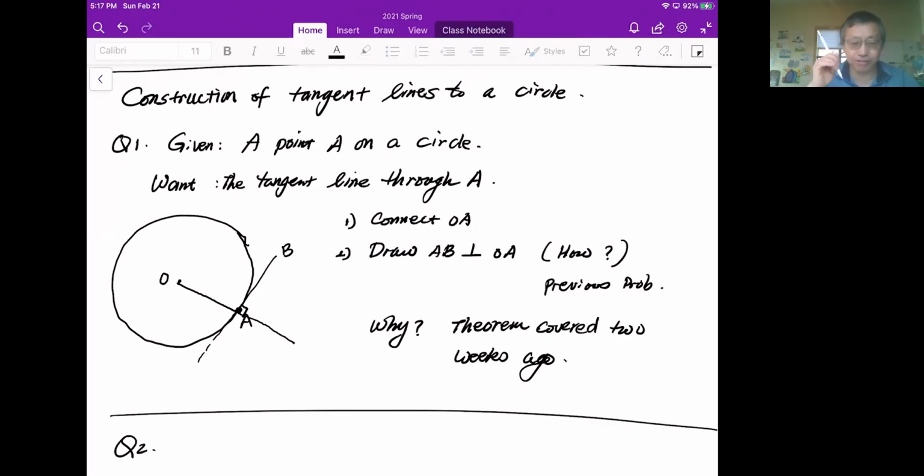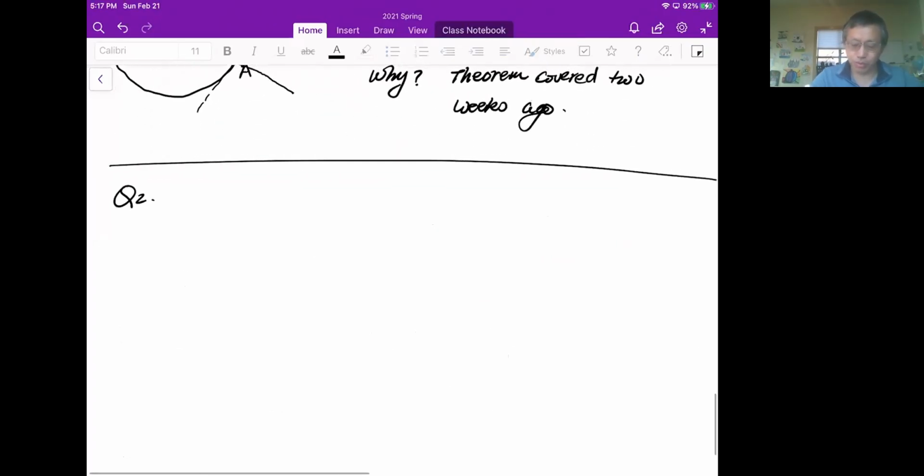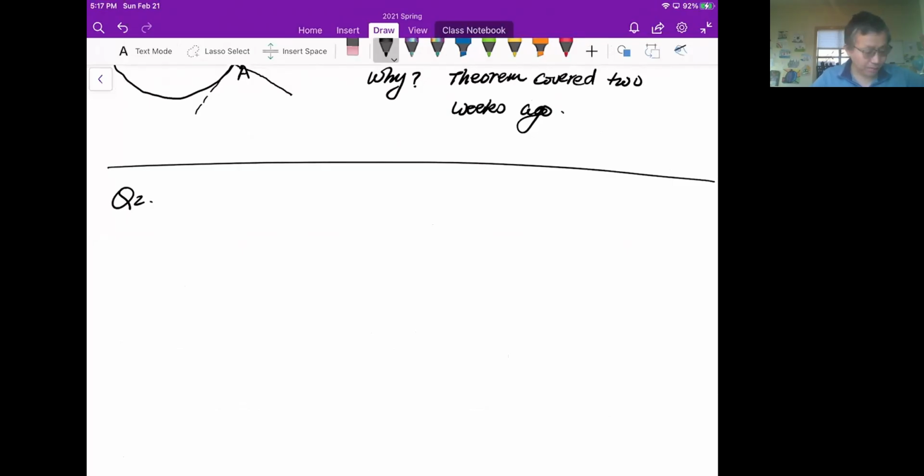So what happens if the point A is outside of the circle? Can I still draw a tangent line? Well, certainly you can draw the tangent line, but how can you draw the tangent line? Okay, so let's see. Here's my second question. Let me write it down.